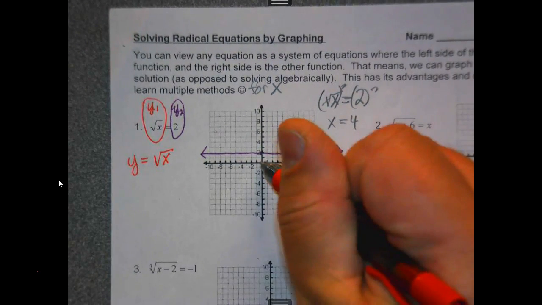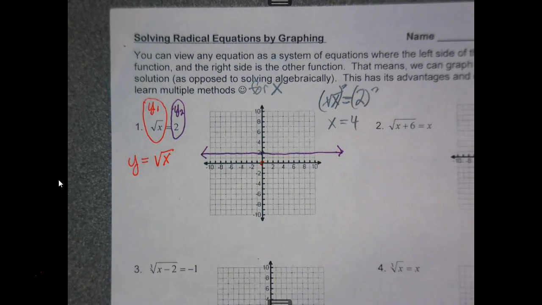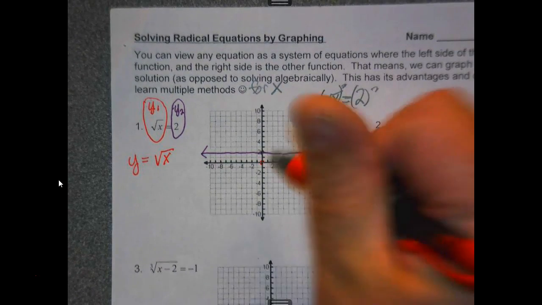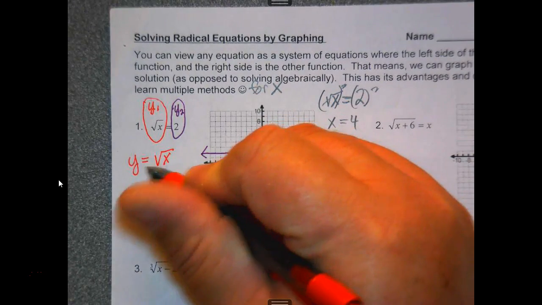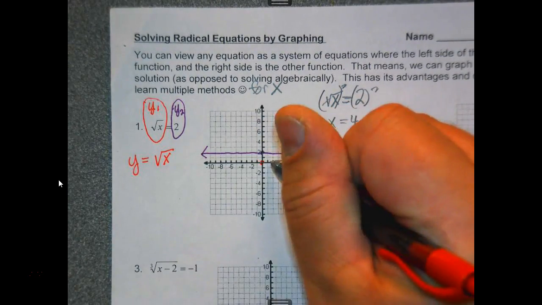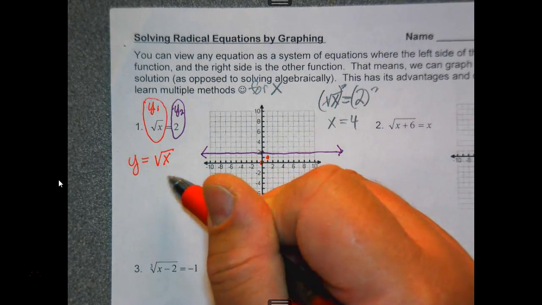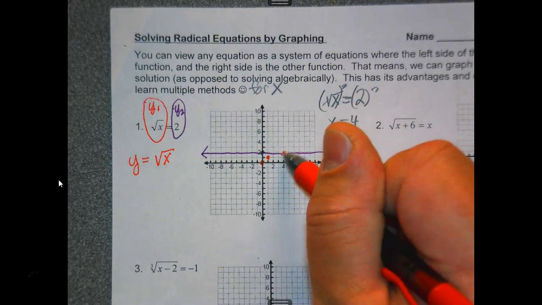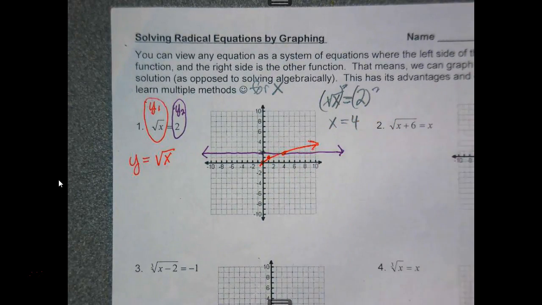0, 0. Okay. What would be another good point to pick for x? Well, it's a square root. Yeah, 1, 1. If I choose 1 for x, the square root of 1 is 1. So 1, 1. If you choose 4 for x, the square root of 4 is 2. So 4, 2 would be another one. So here's the graph of the square root of x.